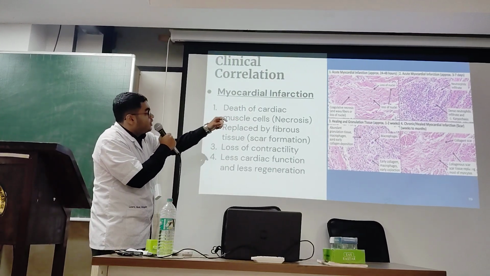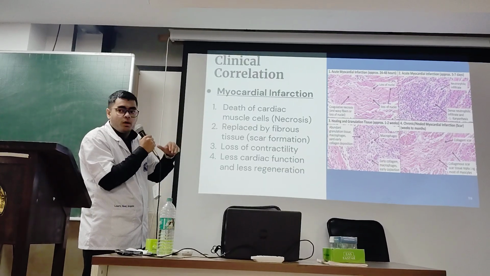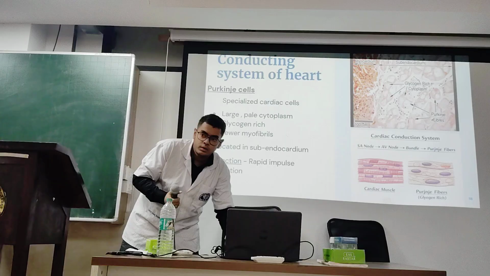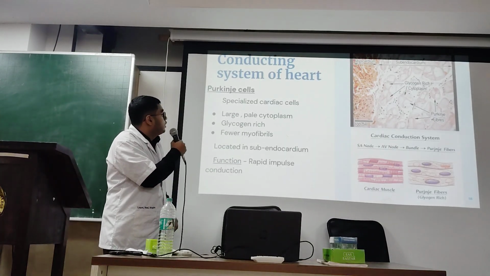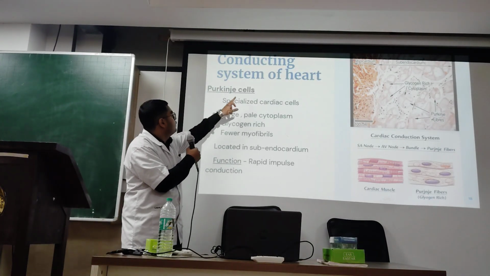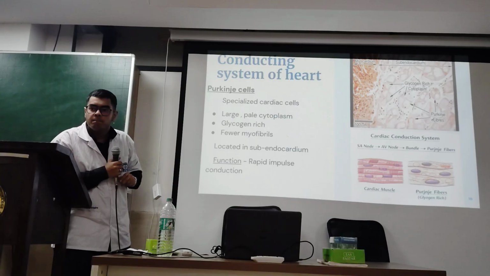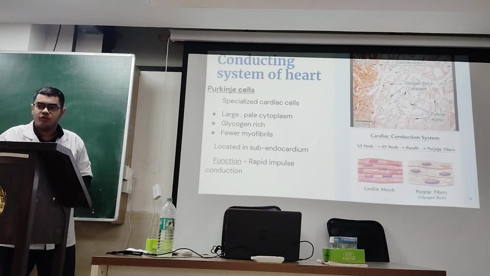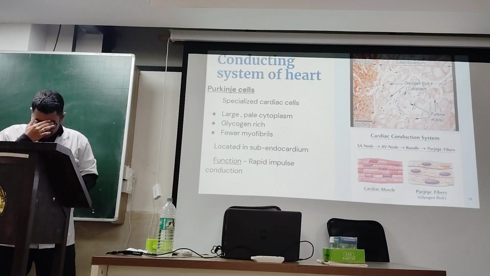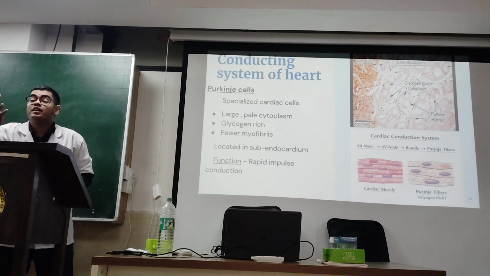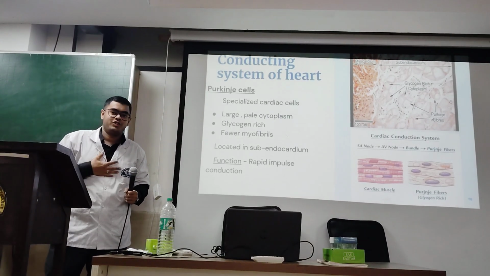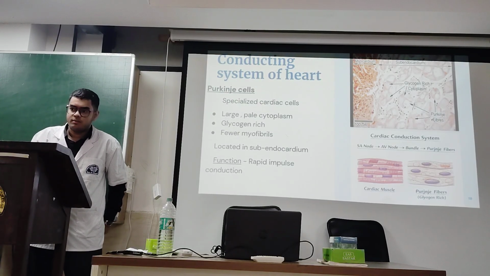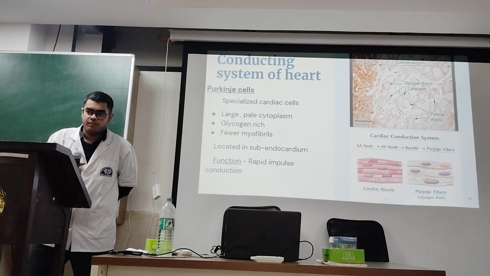In the initial stage there is coagulative necrosis. Sorry, go back one slide. These are Purkinje cells, not Purkinje fibers, because Purkinje cells are also found elsewhere, in the brain. Where are Purkinje cells? Important cells. So you can call them Purkinje myocytes. So this is important too.